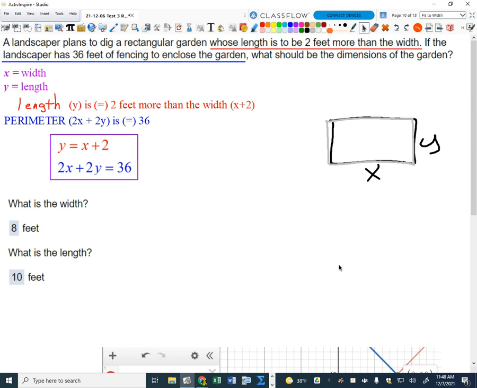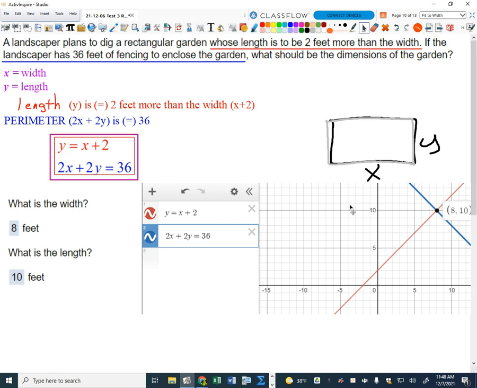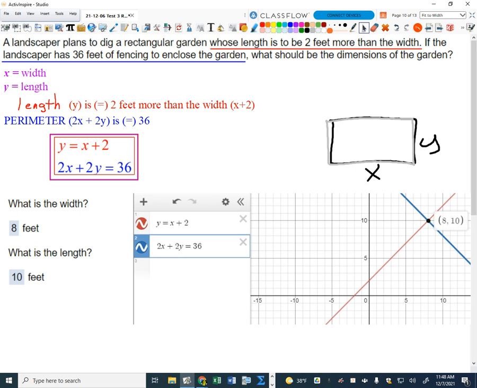There's my 2 equations. All I have to do is graph the 2 equations and look for the point of intersection. Does everybody see that if x is the width, then the width is 8? If y is the length, then the length is 10.